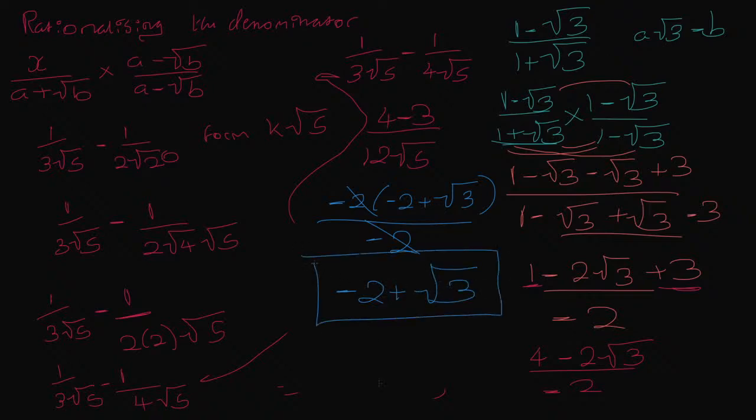Alright, very good. And that's the answer to that. So that proves that it can be written in the form as we set up here, a square root of 3 minus b. So that would be a is equal to 1 and b would be equal to 2.